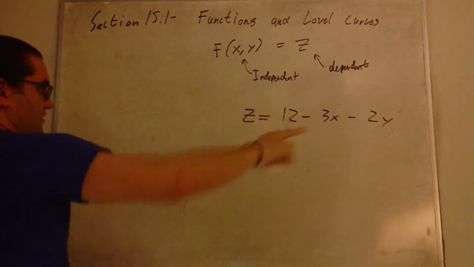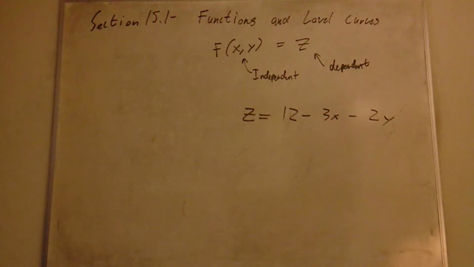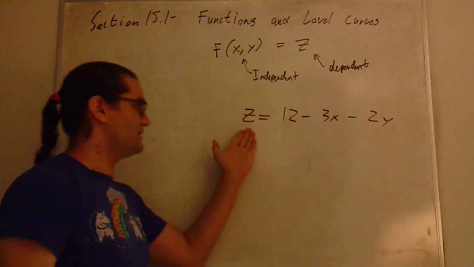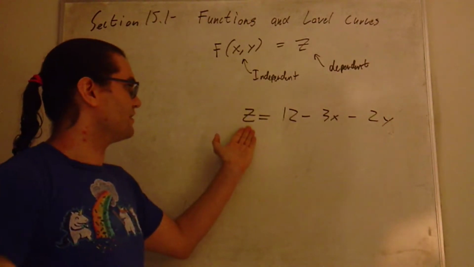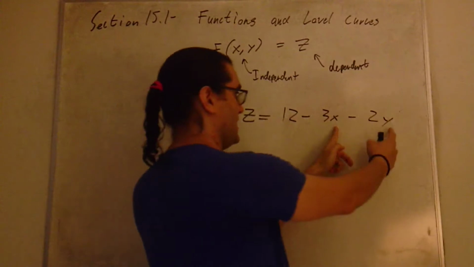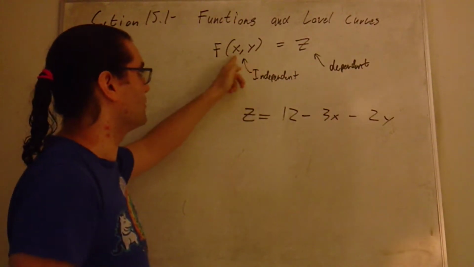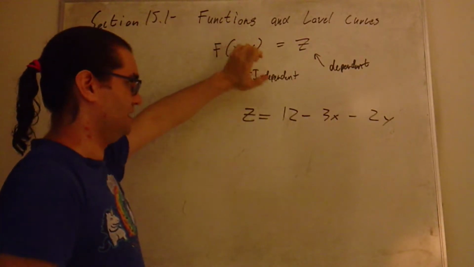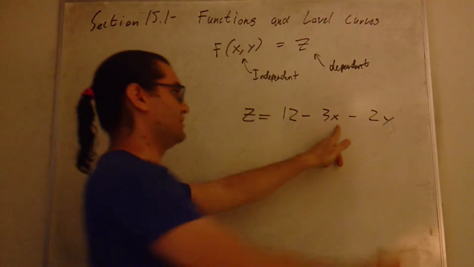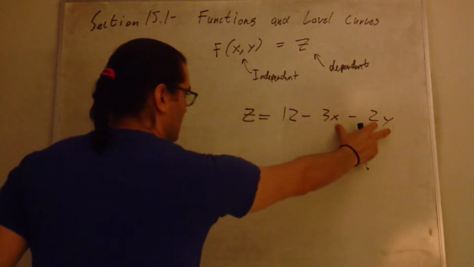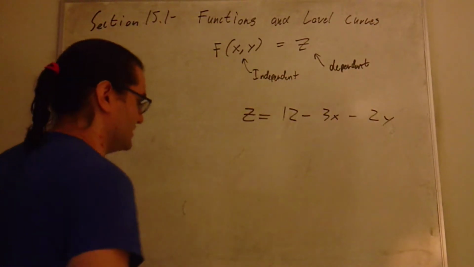This, I think, is a good example of demonstrating that z is a dependent variable. You get to choose what x and y are. That's us inputting the ordered pair as an independent variable. We get to choose both, and then based on what we get for here, that'll tell us what z is.